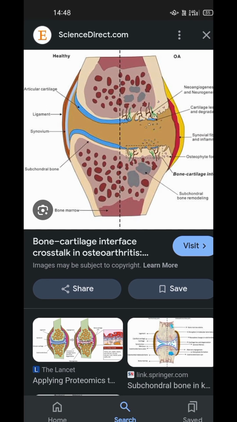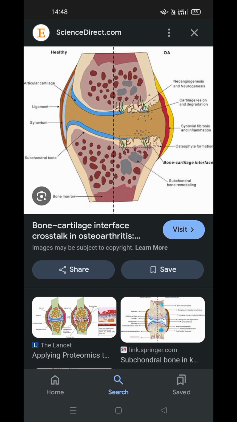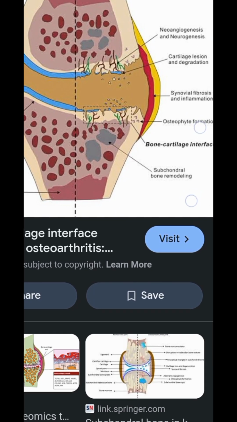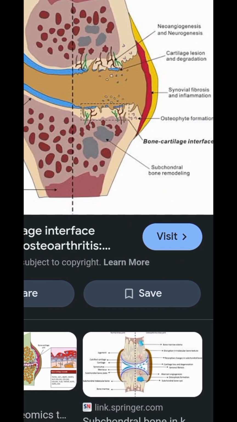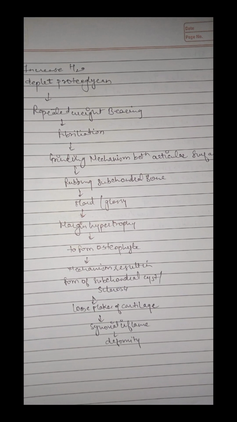See the diagram: one side is the healthy side and the other side is the osteoarthritis side. One side is healthy and the other side, as we can see, has been degenerated. See here, there's osteophyte formation and subchondral bone remodeling. So let's move on. Rubbing of the subchondral bone makes the bone hard and glossy.